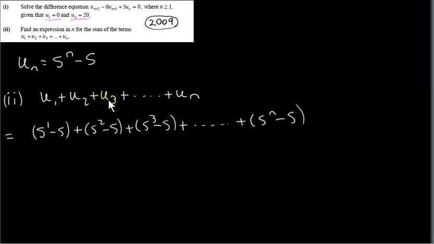You can see the pattern. u3 is got by replacing n with 3. So we get 5 to the power of 3 minus 5. Finally, un is 5 to the n minus 5. Of course, we're just adding, so we can just drop all the brackets. We don't need them. And we can rewrite this as 5 to the power of 1 plus 5 to the power of 2 plus 5 to the power of 3 all the way up to 5 to the power of n. And then we have the minus 5 terms.